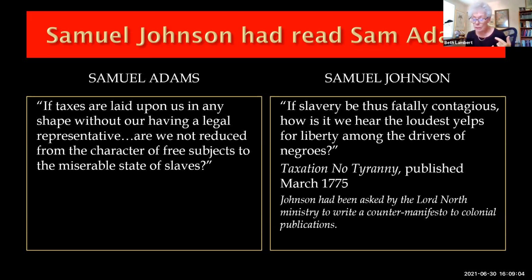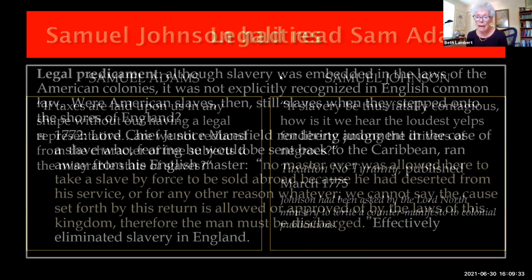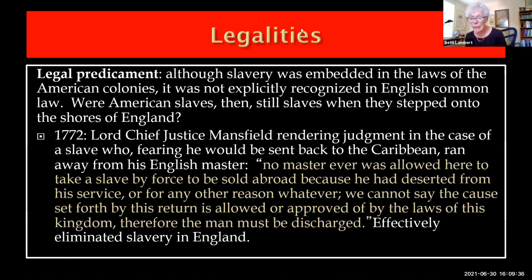Johnson was a writer. As some of you may know, he wrote the first dictionary in the English language. He is the subject of Boswell's Life of Johnson, and he founded the Literary Club, so he was a predominant literary figure. "If slavery is thus fatally contagious, how is it we hear the loudest yelps for liberty among the drivers of Negroes?" Now, this was Johnson's response, and this situation was behind Johnson's remark.